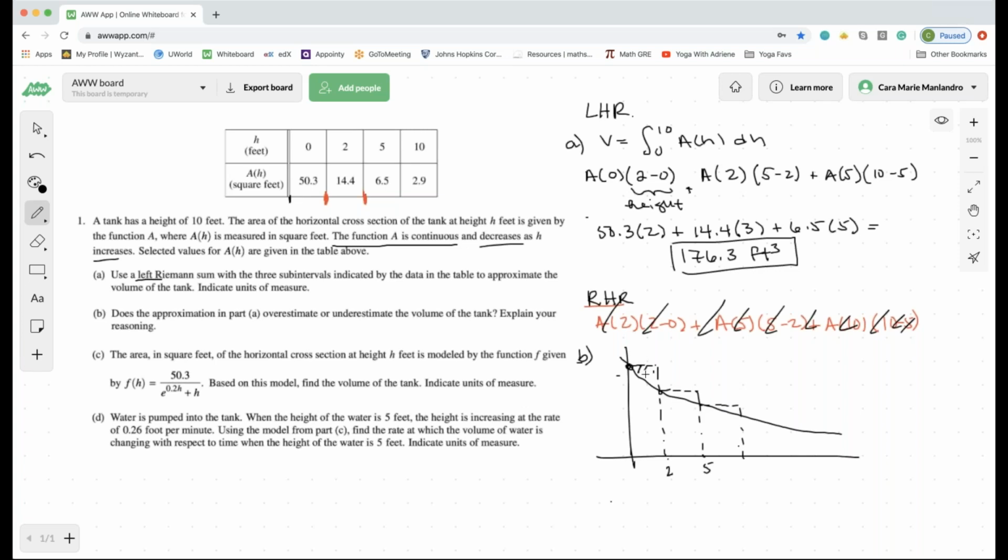I'm going to notice here that I have this little area that I'm accounting for in my sum that is not under the area of the curve, right? So therefore, this is an overestimate because I have extra area. Does that make sense to everyone? So when in doubt, draw a picture if you need help with that. Does anybody have any questions?